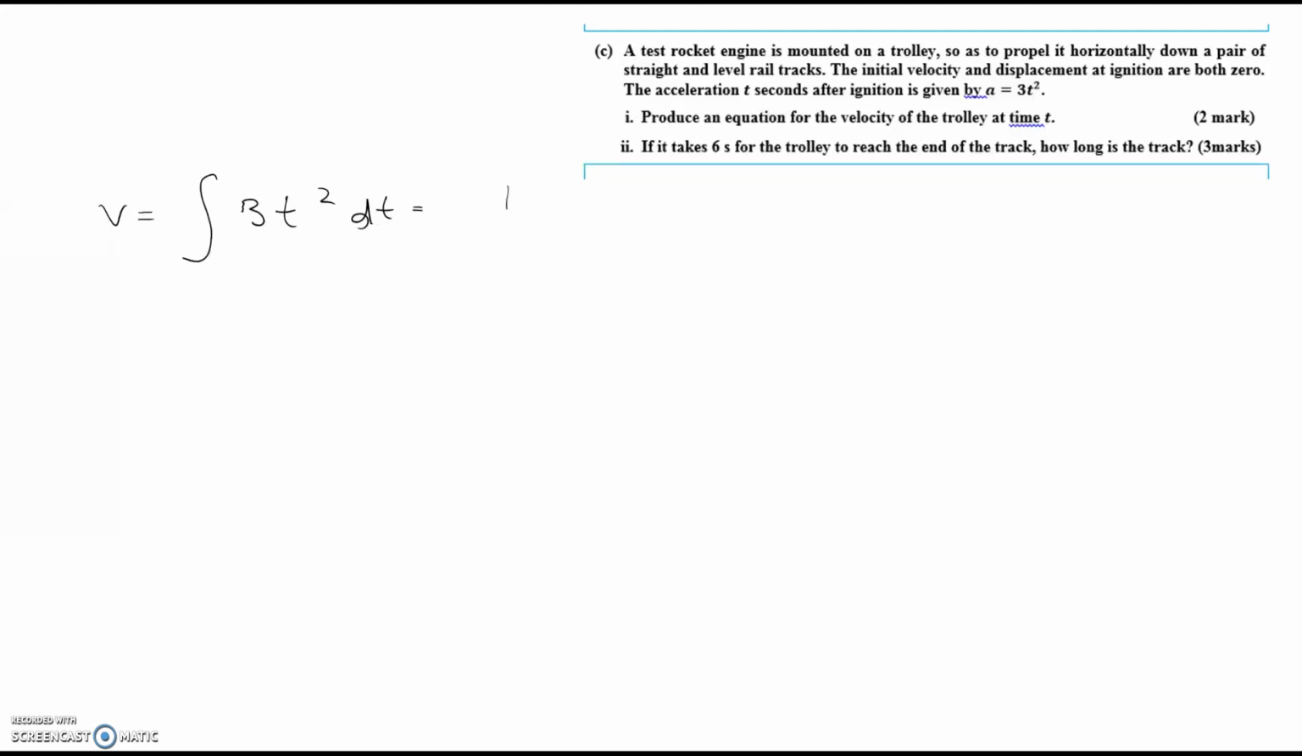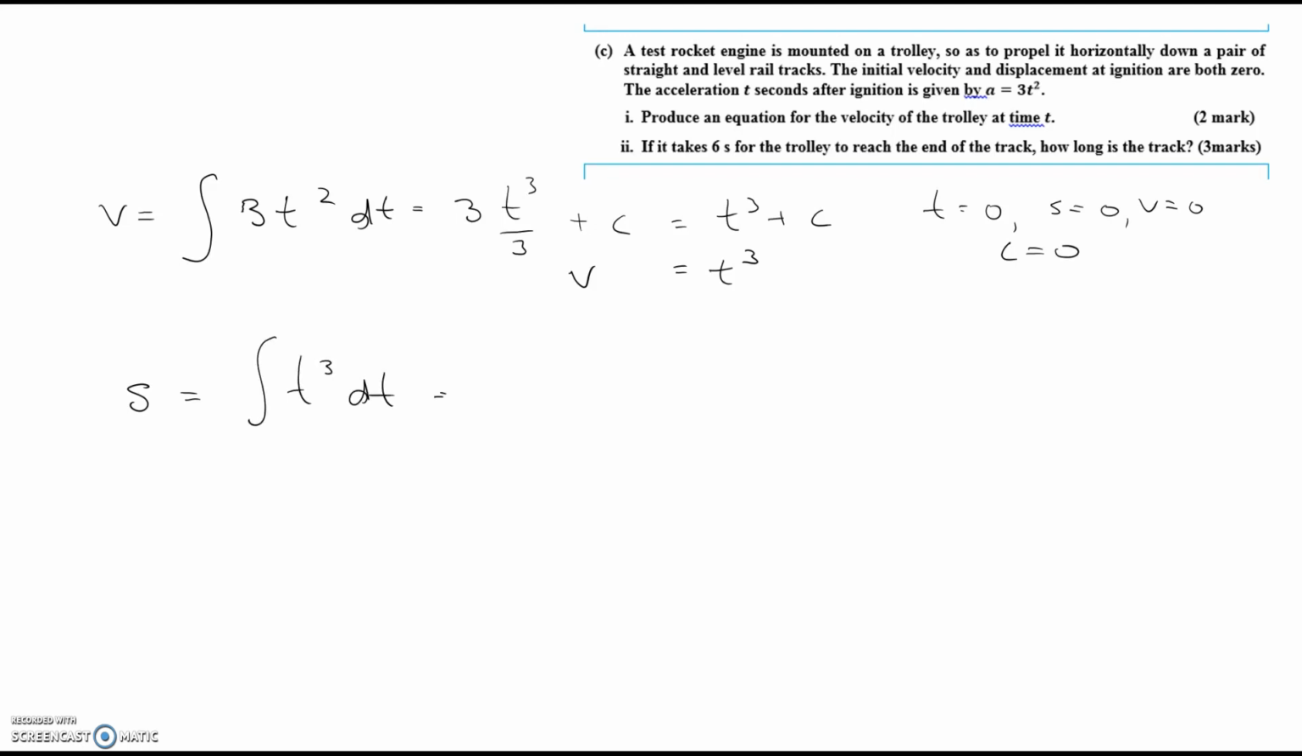So the integral of t squared would be t cubed over 3, times 3, plus c, make that t cubed plus c. But we need to say it starts at the beginning. T is 0, s is 0, v equals 0, so c is going to equal 0 too, so that equals t cubed. So we can say that v equals t cubed, and then we need to find the distance. The distance is the integral of the velocity, which would be t cubed, which is t to the 4th over 4 plus c.